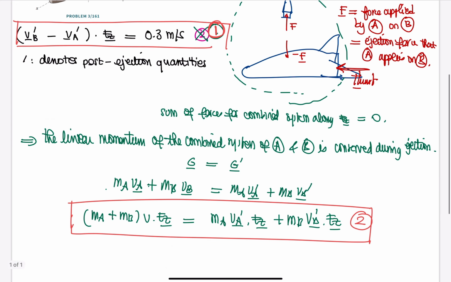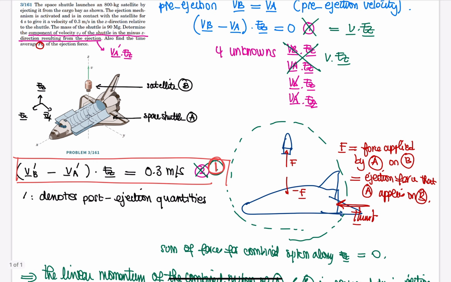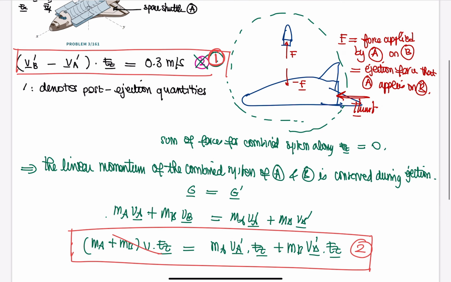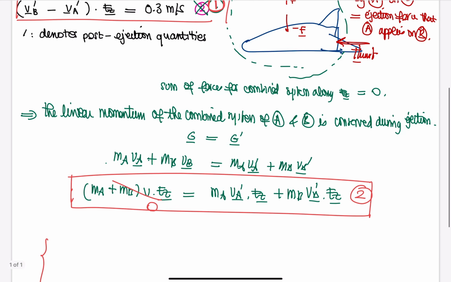But I think the answer is actually quite simple: initially, pre-ejection, the space shuttle and the satellite are not moving up and down along EZ. So then this would be equal to 0. That gets rid of one unknown. If this is equal to 0, then I'm just left with these two equations.